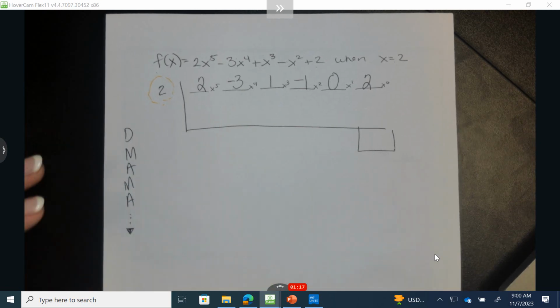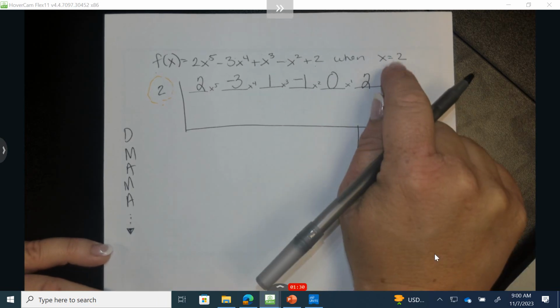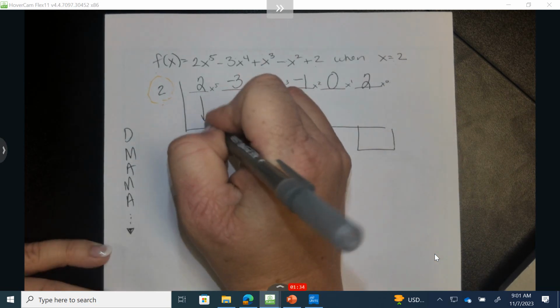This acronym of DMAMA is not mathematical. If you're going to Google that, you're not going to find DMAMA. It's just an acronym that I use to share with students on what is the procedure in order to come up with an outcome that corresponds to an input of 2 for this function. So D says drop down the first number.